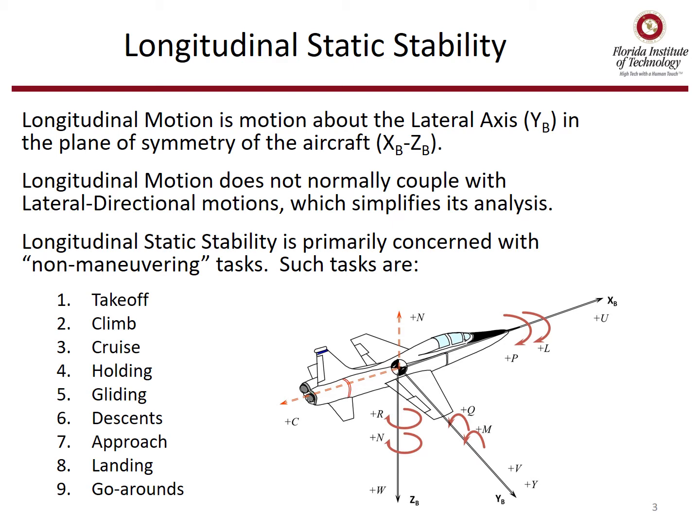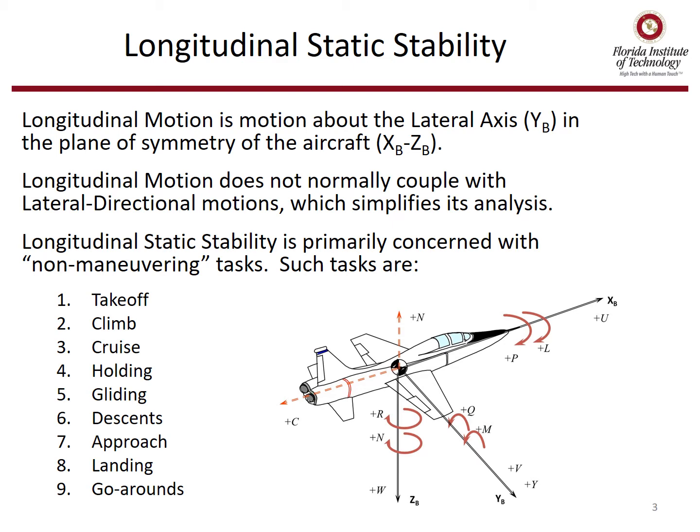So now we'll distinguish between just static stability and longitudinal static stability. When you're flying in an airplane, the longitudinal motion is pretty much when you push forward on the stick, pull aft on the stick. It's motion about the lateral axis, the YB axis. And the motion is in the plane of symmetry of the aircraft, the X body, Z body plane of symmetry.